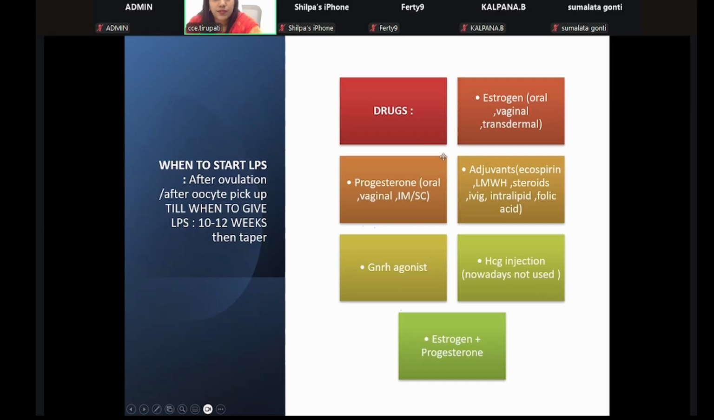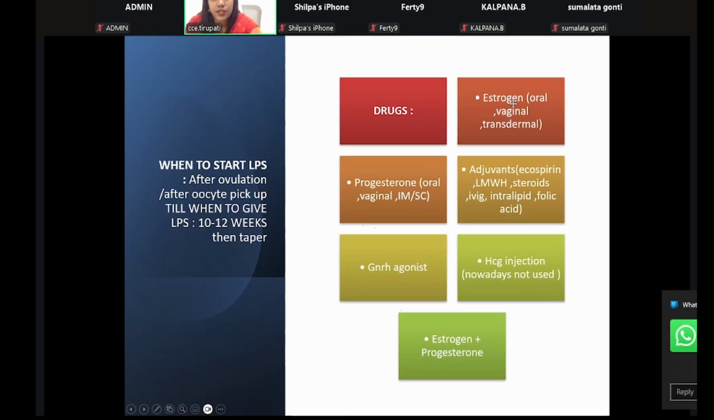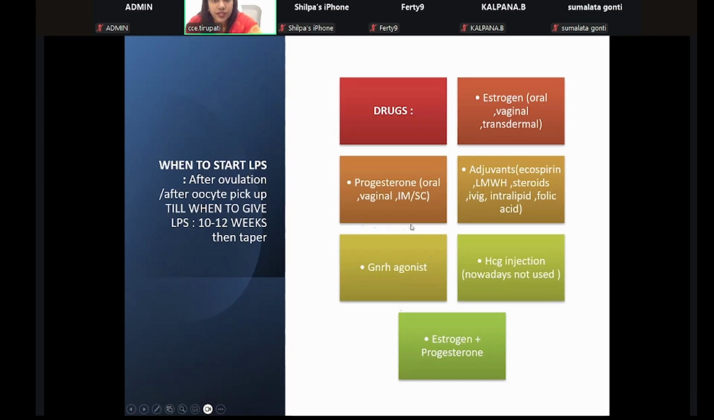What are the drugs which we use for luteal phase support? The mainstay is progesterone, which can be used orally, vaginally, intramuscularly, or subcutaneously. Other things we use are estradiol, which can be given orally, vaginally, or as transdermal preparations. We can give GnRH agonist. We can give certain adjuvants like ecospirin, low molecular weight heparin, steroids, IV immunoglobulins, and intralipids. I'll be telling about all of them in the next slides. We can even supplement with HCG, but nowadays it is not much used. We can also give both estrogen and progesterone combined.